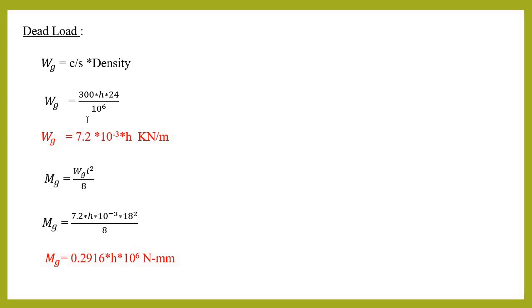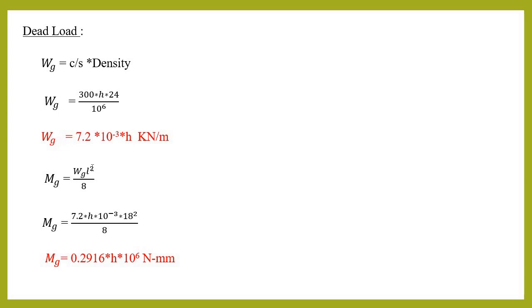How did I get this 10 power 6? 300 and h are in mm, but this density is in kilonewton per meter cube. So I have just converted this width and depth into meter. That will be 300 into 10 power minus 3, h into 10 power minus 3. So minus 3 if I write in the denominator, it will be 10 power 6. So it is 300 into h into 24 by 10 power 6. Wg dead load is 7.2 into 10 power minus 3 into h kilonewton per meter. Now still h is unknown.